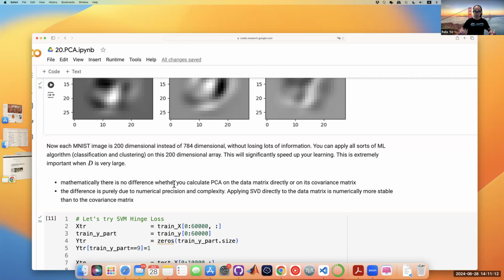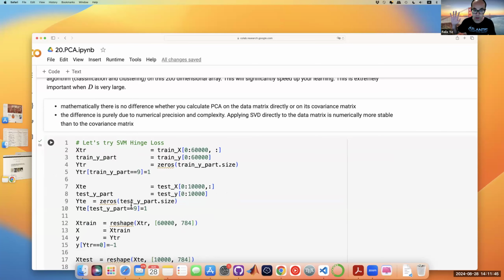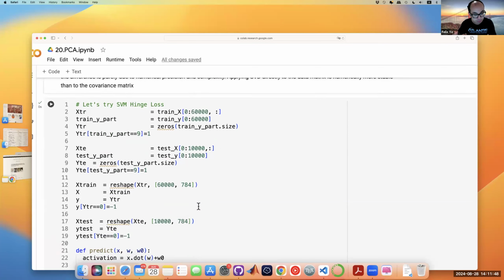Mathematically, there's no difference between calculating PCA on the data matrix or eigenvalues on the covariance matrix. The difference is purely numerical precision or complexity. In general, applying the SVD is numerically more stable than the covariance matrix. This is something you need to keep in mind, particularly when D is really, really large, because then the D by D matrix is almost impossible to calculate or to store as well.